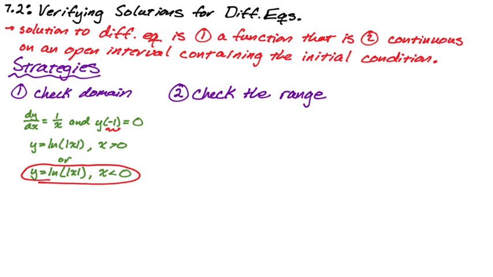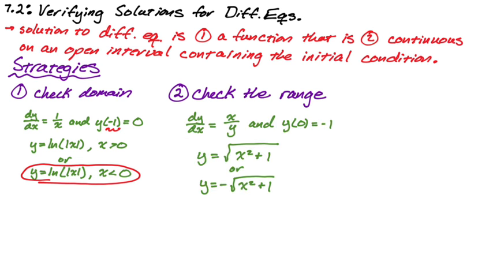All right, the second thing that I would usually do on these is I would check the range. I'm just verifying the solution. I'm not actually solving it. Say I have a multiple choice problem where I'm given dy dx is x over y and y of 0 equals -1. Which of the following could be the solution? In this case, I'm given 2 choices. y is equal to the square root of x squared plus 1 or y is equal to the negative square root of x squared plus 1. In this case, they have the same domain. The question is, which of them allows you to actually go through the initial condition? Well, since when you plug in 0, you need to get -1, only one of these options allows that to ever happen. So we have to pick that one.